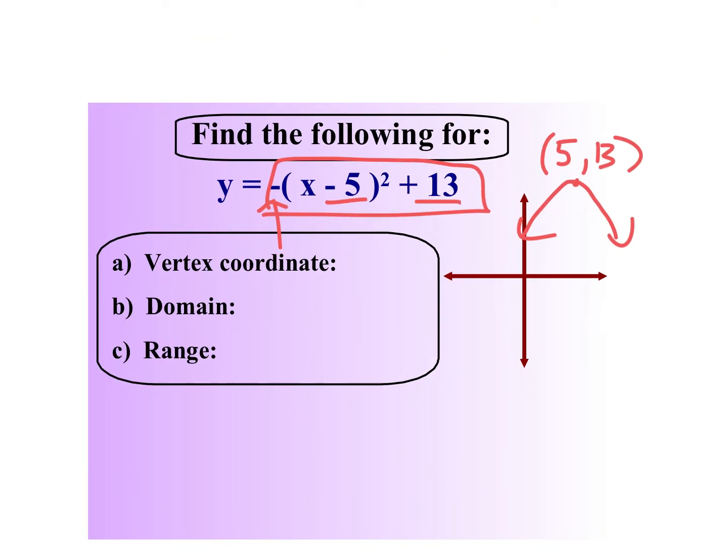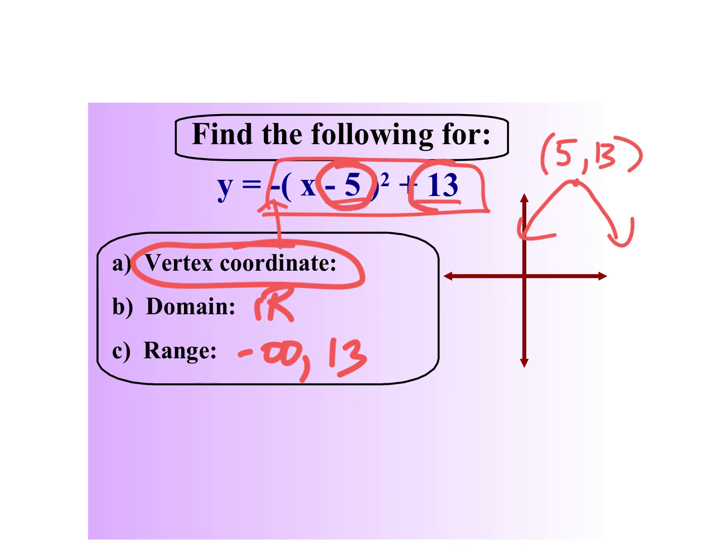And now if I wanted the domain and range, the domain will be easy because I can see it's an upside down parabola and therefore it's all reals. The range would be from negative infinity until what's the highest it ever went? 13. And the vertex came from the vertex right there. But it wasn't negative 5, 13. Notice we don't trust the inside.